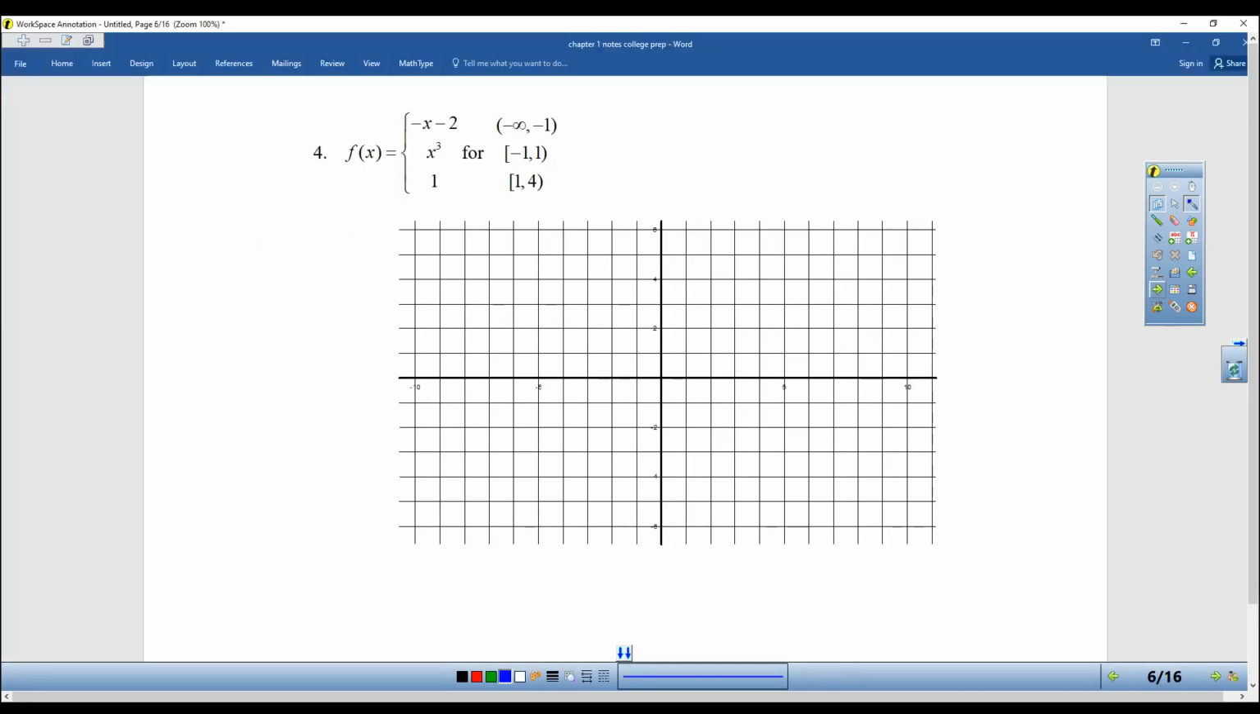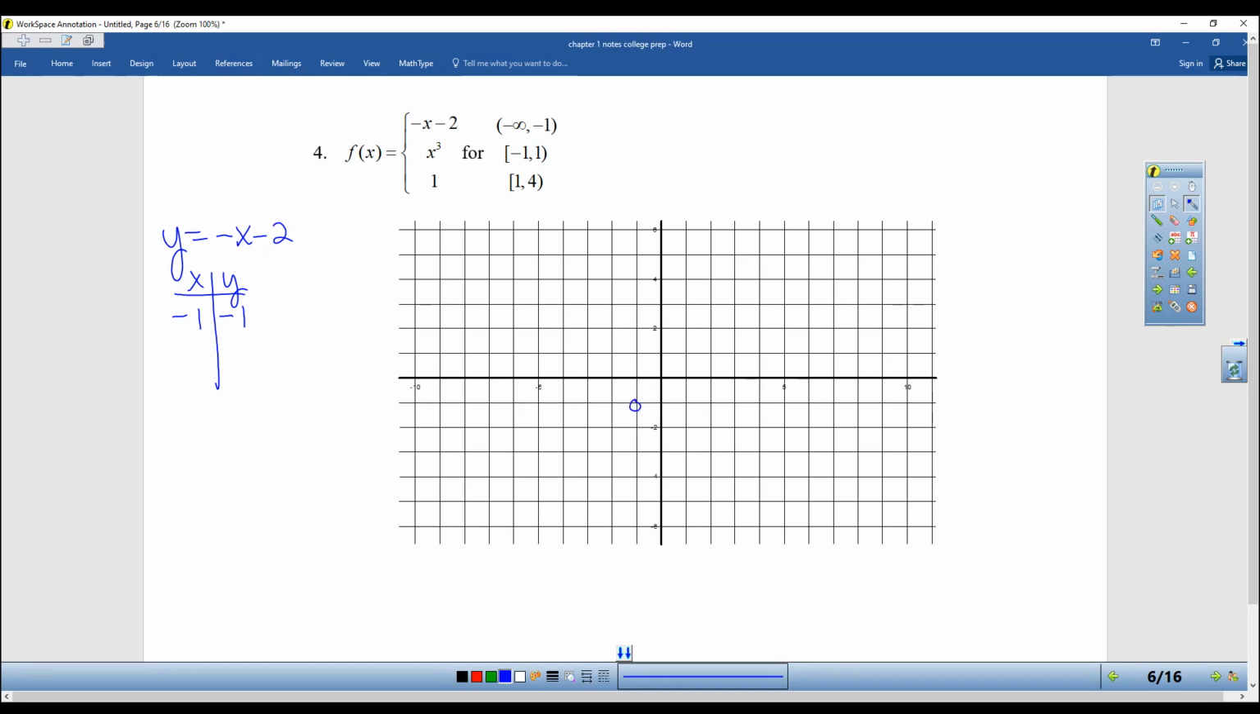Next one. Ooh, three parts. It's getting exciting. Y is equal to negative x minus 2 is going to be a line. What's the most important point to plot? The -1. Got to do it. When I put a -1 in, the opposite of -1 is +1, minus 2 is -1. It's going to be an open circle at -1, -1.